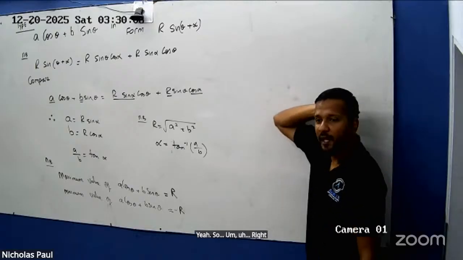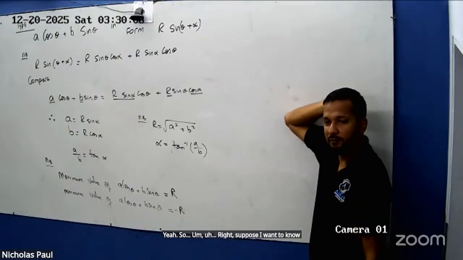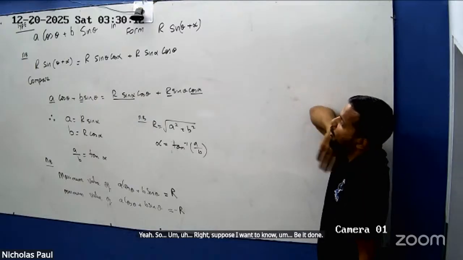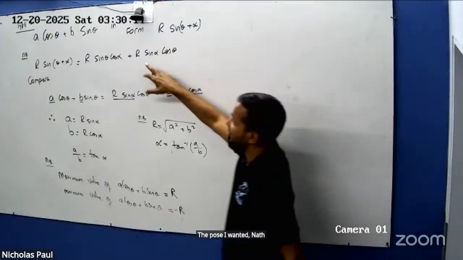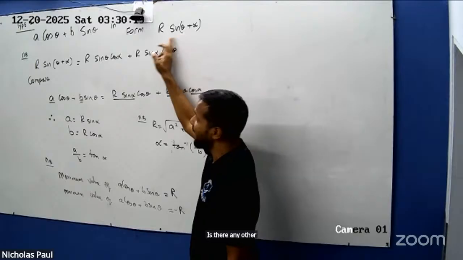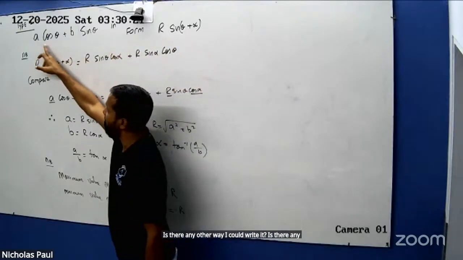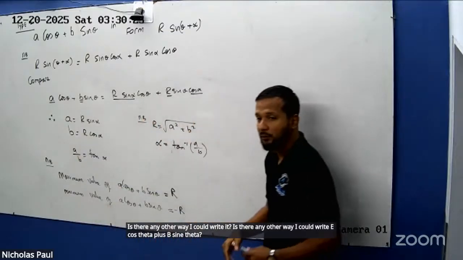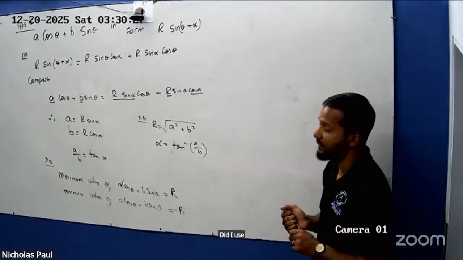Right, suppose I wanted, I don't want to write it like this anymore. Is there any other way I could write R cos theta plus B sine theta? Could I use any other identity?